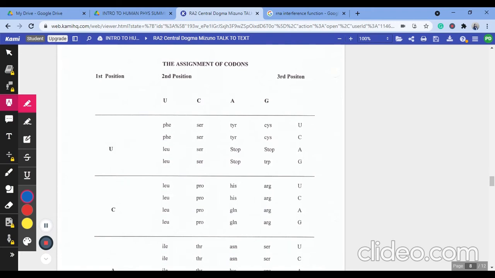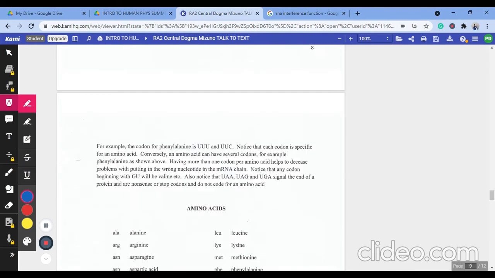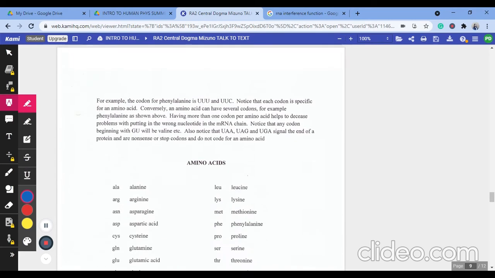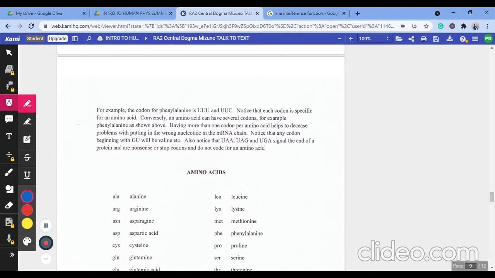Before I actually try to interpret this, I will read the information that is down here. So, for example, the codon for phenylalanine is UUU and UUC. Notice that each codon is specific for an amino acid. Conversely, an amino acid can have several codons, for example, phenylalanine, as shown above. Having more than one codon per amino acid helps to decrease problems with putting the wrong nucleotide in the mRNA chain.